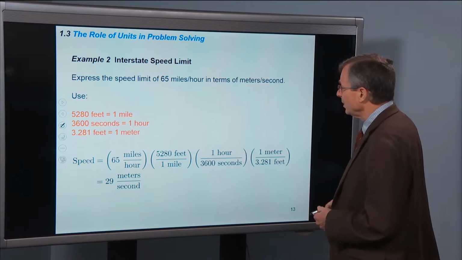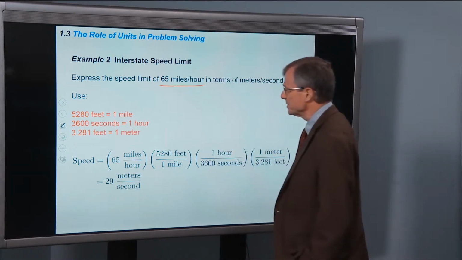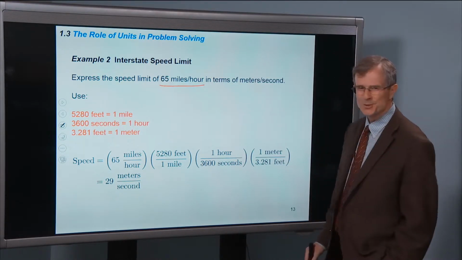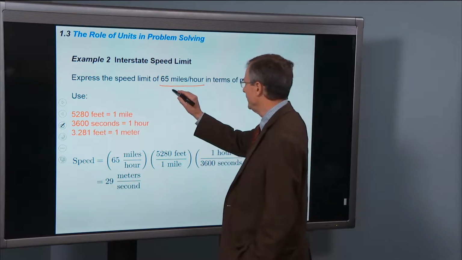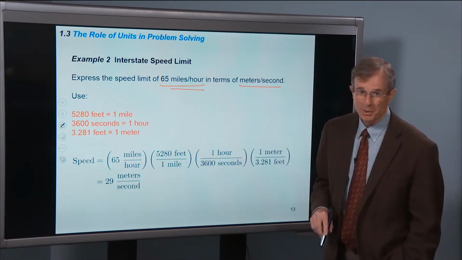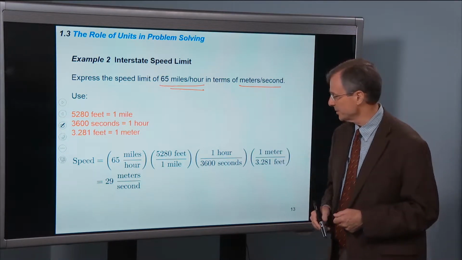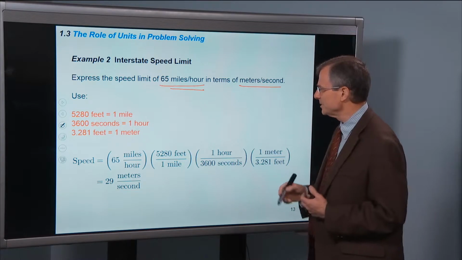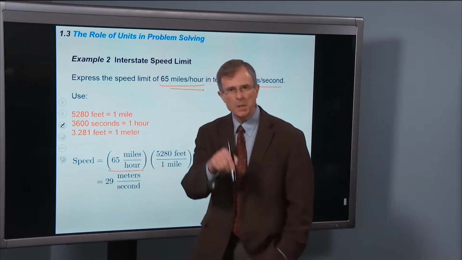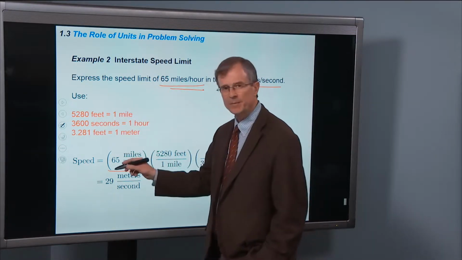Another example, speed limit of 65 miles an hour in terms of meters per second. Well, you can look up a conversion on the internet. You can find a conversion of miles per hour to meters per second. But let's suppose that in a particular problem you don't have that particular unit conversion. So we're going to have to convert each thing individually. So what we do is we start out with the thing that we know. That's where we start. And we know we've got 65 miles per hour.